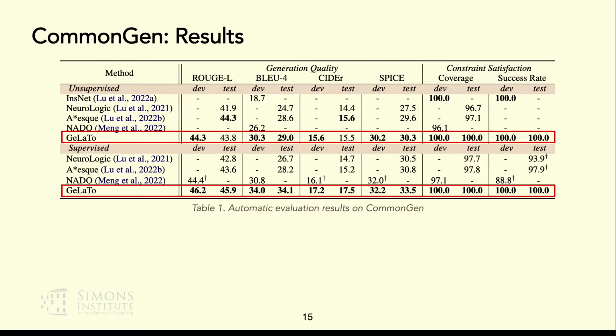So these metrics here, Rouge-L, BLEU-4, CIDEr, SPICE, are just some standard NLP metrics that people use to evaluate the quality of your text. So basically, you have a gold sentence and you have your generated sentence. They compute somehow the n-gram overlap to measure the quality.